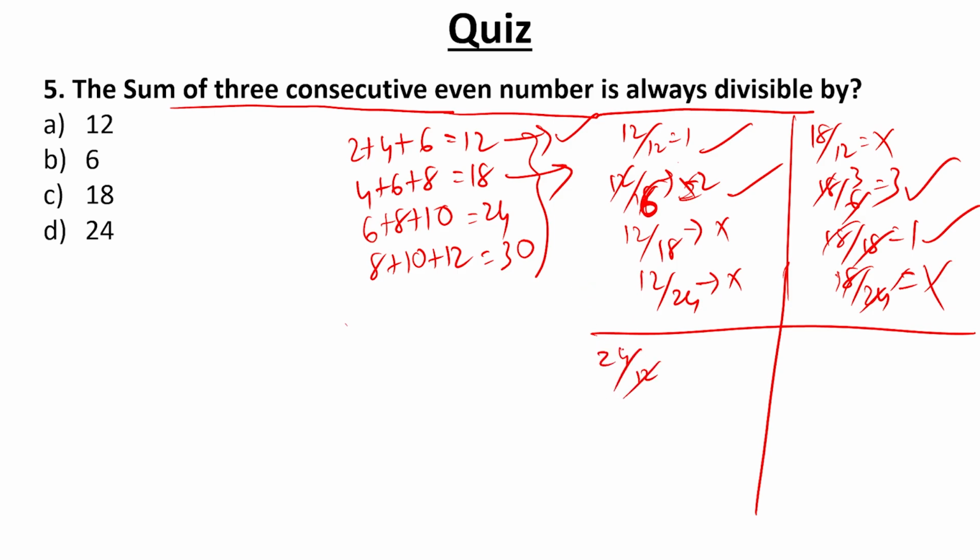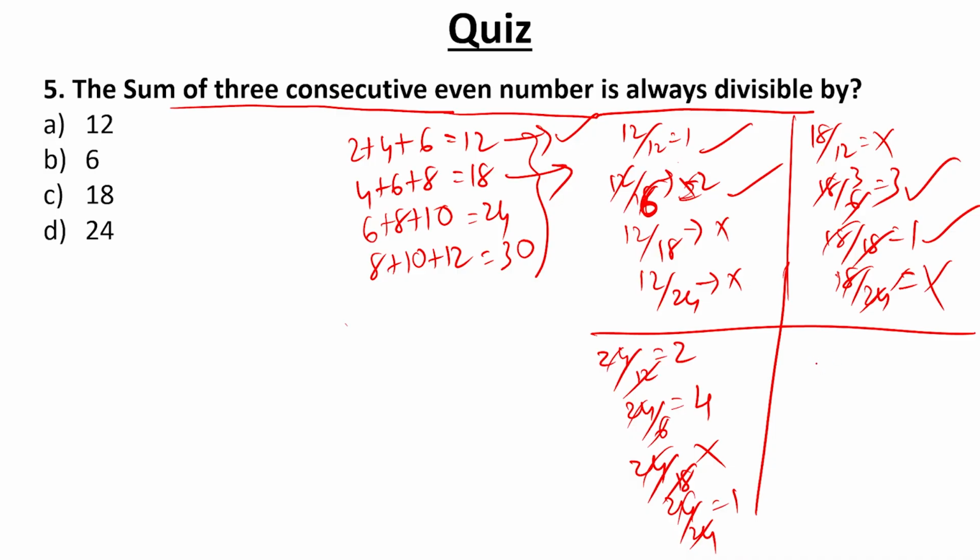Now, as we move forward, here 24, right? 24 divisible by 12, 12 twos are 24, okay? 24 divided by 6, 6 fours are 24. Okay? 24 divisible by 18, not possible. 24 divisible by 24, one time. Okay, we got it.